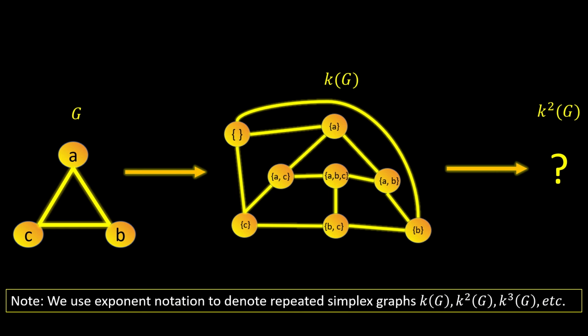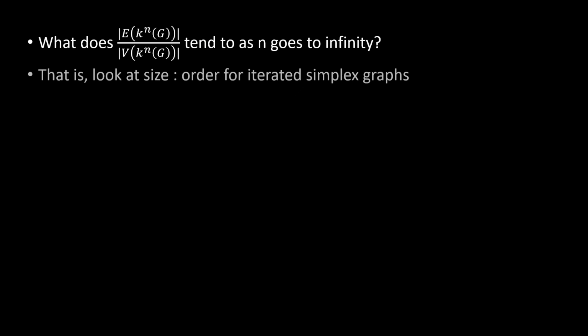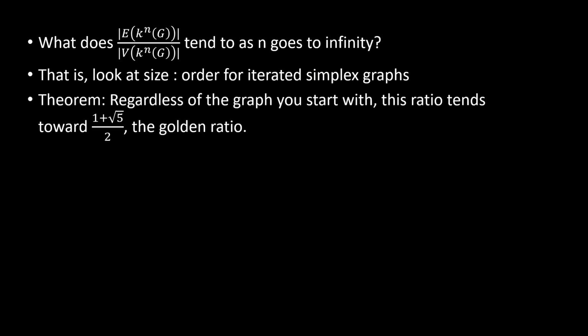Now comes the fun part. What does the ratio of the number of edges, also known as a graph's size, to the number of vertices, also known as a graph's order, tend to as we iterate this operation? That is, let's take the first simplex, second simplex, third simplex, and so on, and look at the ratio of the size to the order of each graph. Amazingly, it doesn't matter what graph you start with, the limit of this ratio as we continue to iterate the simplex graph operation exists and will always be the golden ratio, 1 plus root 5 all over 2.